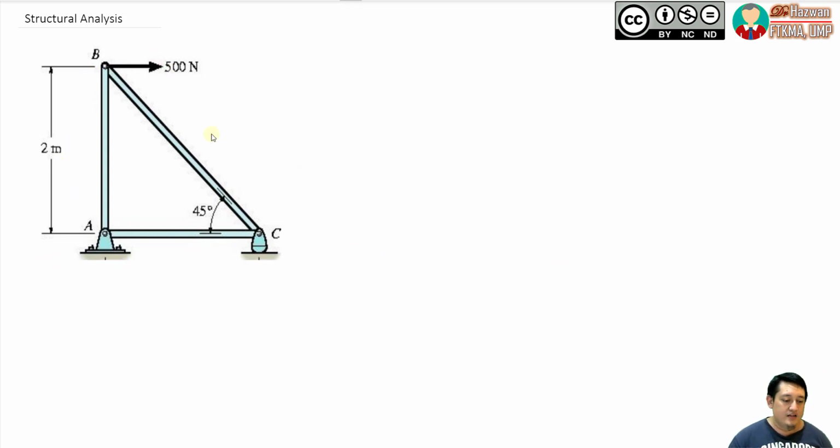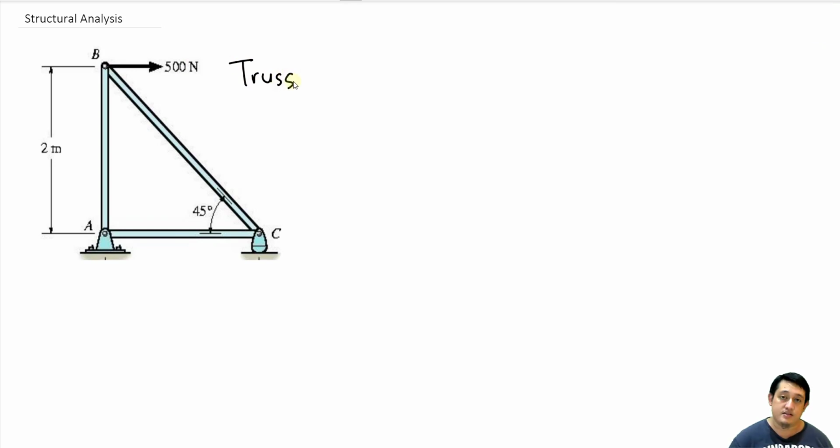If you look at this figure here, is it familiar to you? We can see this kind of structure on the roof, or at the bridge. The bridge is built by this kind of structure here. This structure we call a truss, T-R-U-S-S. Inside this truss we have two main components. The first one is the member.